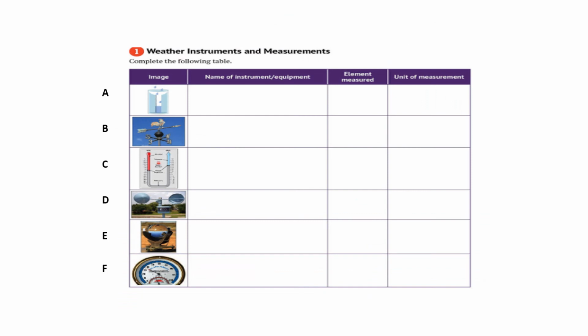Or if you prefer to use this table here, there is one less, it's A to F, and again you're going to name the instrument, you're going to put in how it's measured, what it measures, and then the unit of measurement that instrument is measured by.